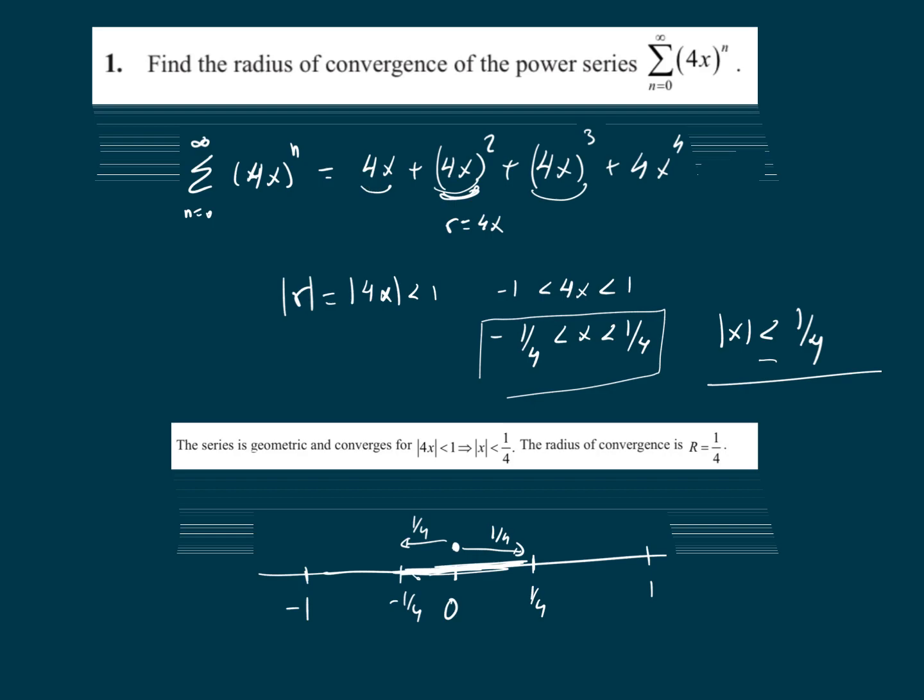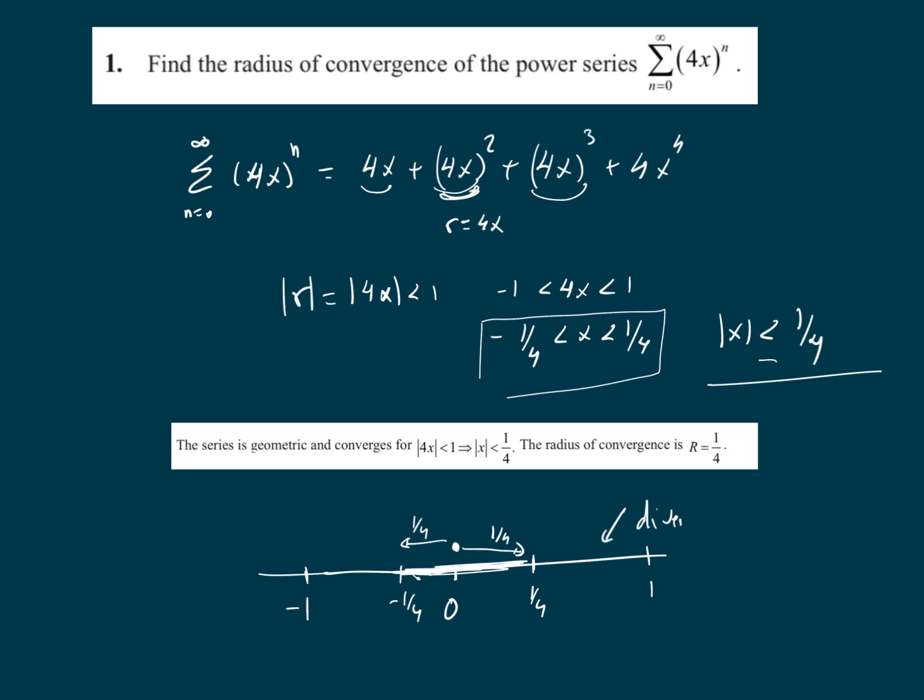It converges only at the point x equals c. In this case, c is 0. Or it converges in some interval. In this case, it converges at 0, and it converges inside this interval. And of course, it diverges here. It diverges outside the interval.